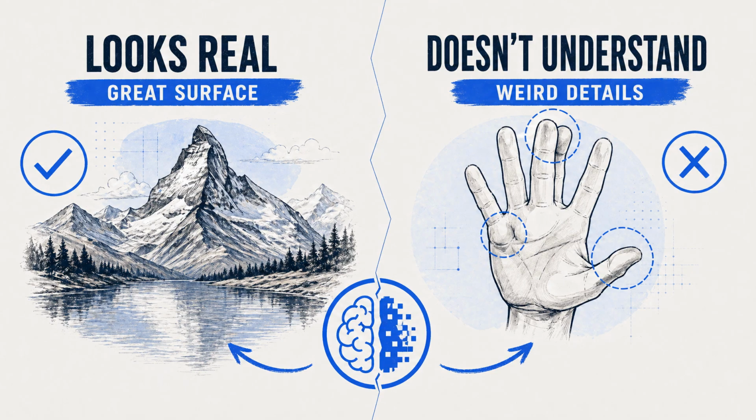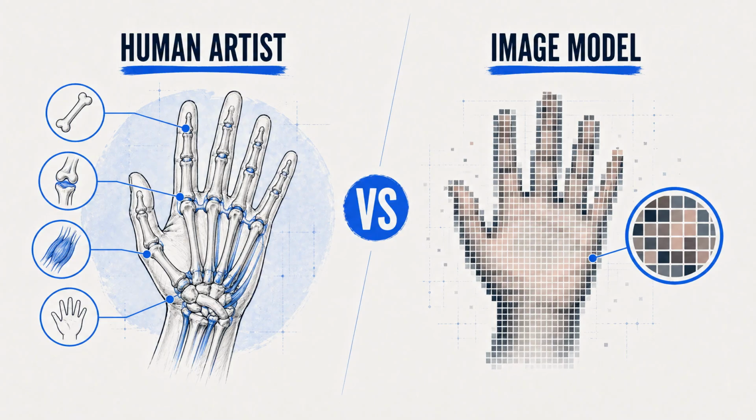These systems can create convincing surfaces, but they do not understand the world in the same way a person does. A human artist usually knows that a hand has bones, joints, tendons, and fingers connected in a specific structure. An image model learns differently. It studies millions of pictures and learns patterns in pixels. It learns what hand images tend to look like, not a physical hand model with rules inside it.